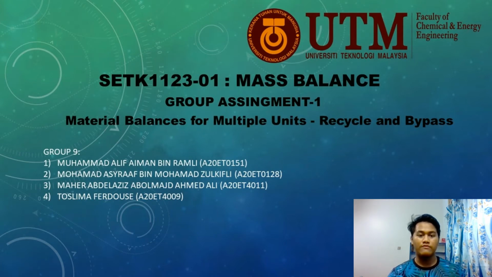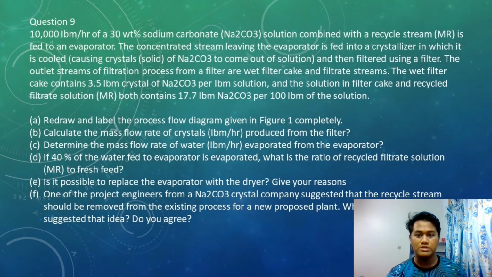So this is our first group assignment and we need to answer the question given by our lecturers. The question for our group is question 9 and this is the question. I will proceed with the answer for A. For question A, we need to redraw and label the process flow diagram given in figure 1 completely.